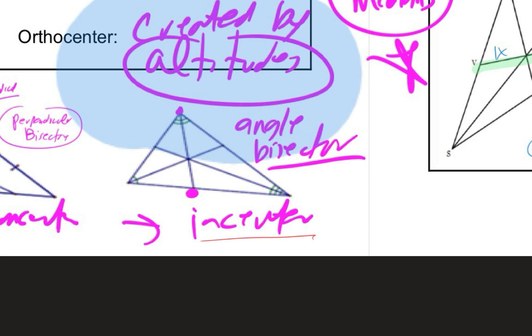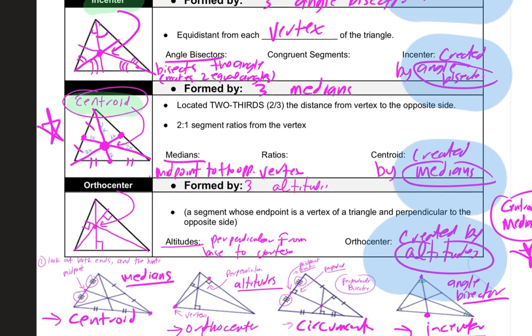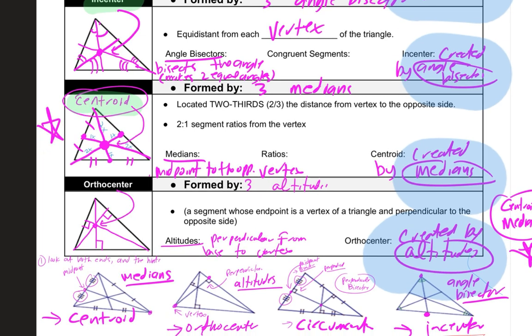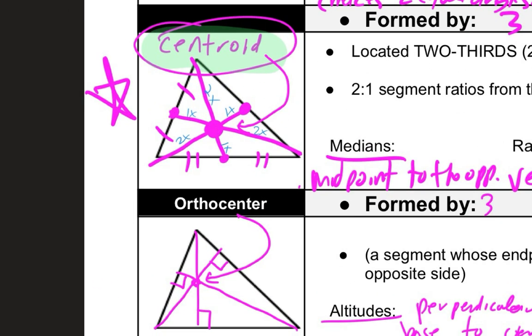Okay, so what we also need to know about this centroid is this right over here. The centroid is a crucial one. That's why we had that star on there. It's formed by three medians, and it has a 2-to-1 segment ratio from the vertex. What that means is, for each of these parts, say we cut it into three equal pieces, this would be two of those pieces and this would be one. That would be one, and this would be two. We can always separate into three pieces, one and two. So we're going to remember that for the centroid.